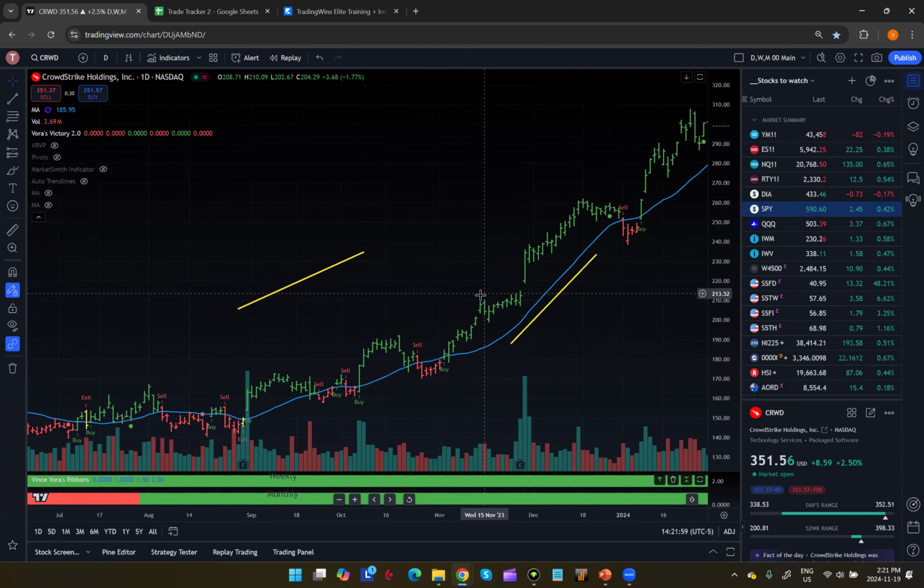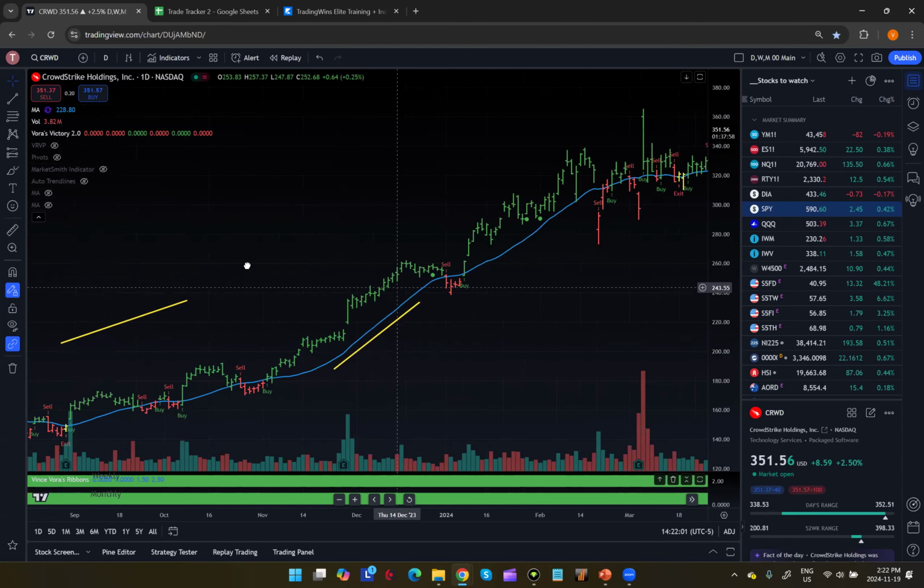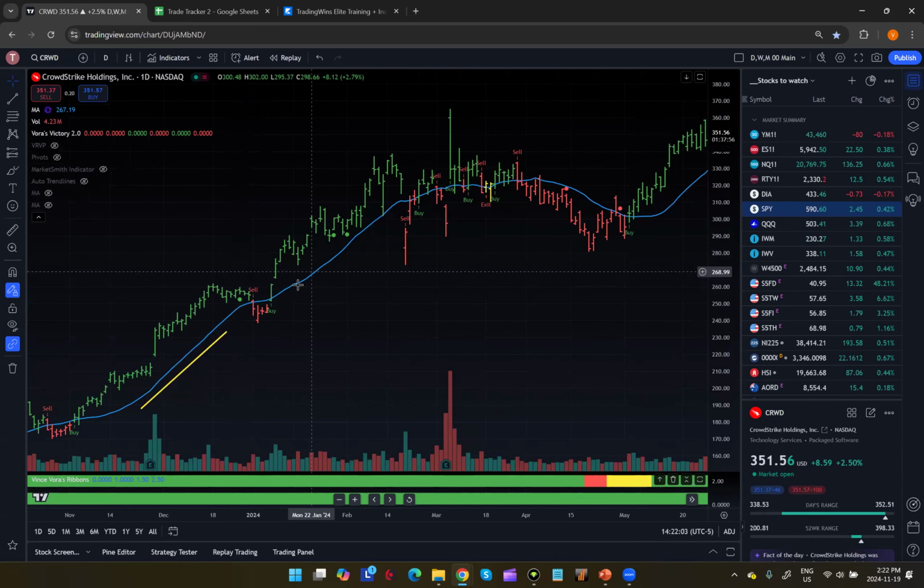So as I flip through examples, what I want you to focus on are these areas where we have slope, where we have this clear trend higher, and we have significant slope on the blue line. Okay, this would have been another excellent trade. It meets all the criteria. We have a buy signal. We have the 20 sloping.